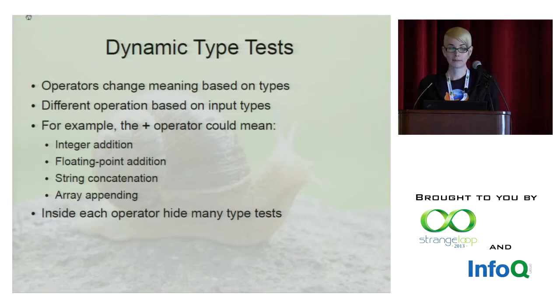And then there's dynamic type tests. So operators in dynamic languages change meaning depending on what values you're passing to them. So they perform a different operation based on the input types. So for example, the plus operator in a language like JavaScript could mean integer addition. It could also mean floating point addition. It could mean string concatenation. And in some other languages, it could also mean array concatenation. So inside each operator, you have many different operations and many hidden type tests that have to be performed dynamically.